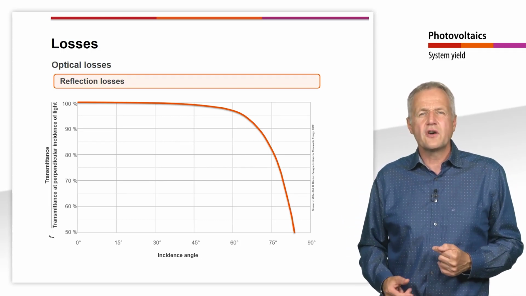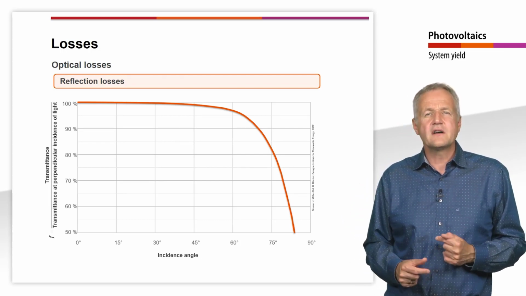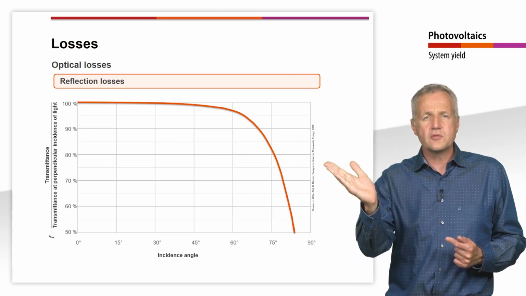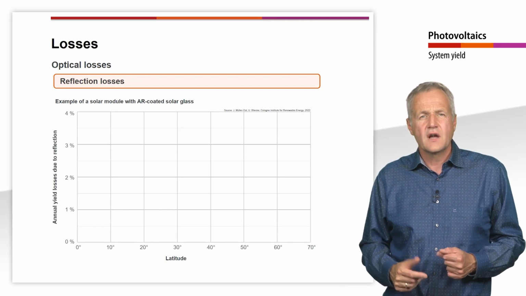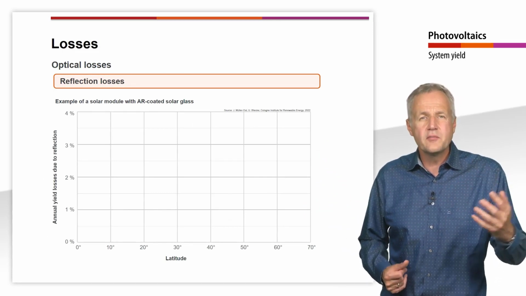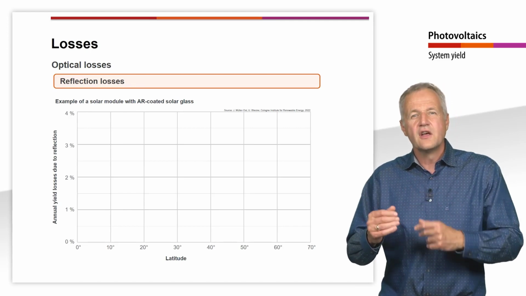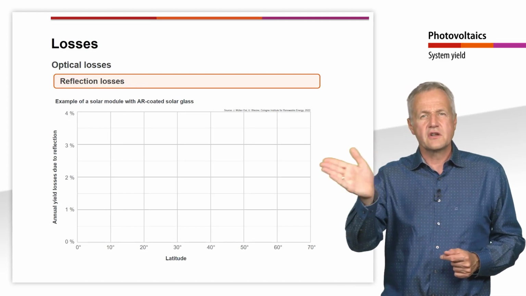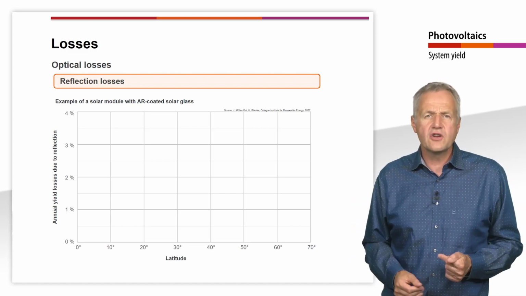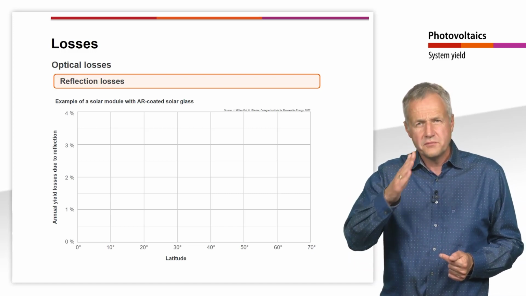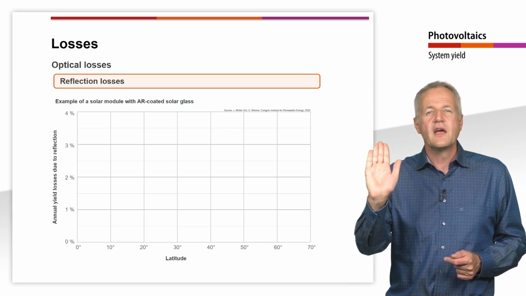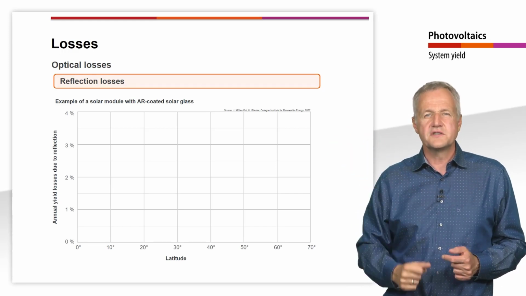The annual reflection losses will therefore be greater the greater the proportion of high angles of incidence on the module plane. How often high angles of incidence occur during the course of the year depends mainly on the latitude and the inclination orientation of the modules. Let us first see how high the reflection losses are for a PV system where the modules are oriented towards the equator and are optimally tilted.